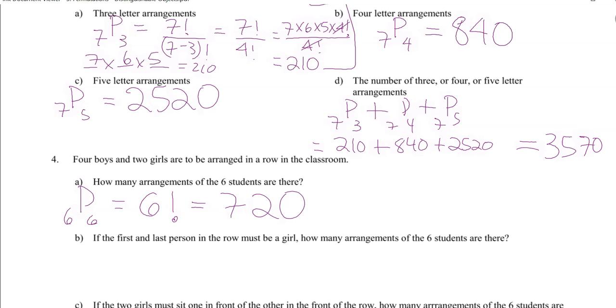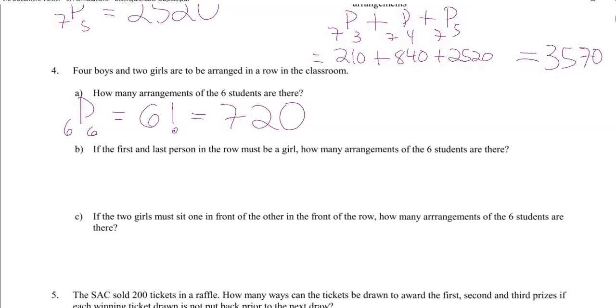If the first and last person in the row must be a girl, how many arrangements are there? So at this point, I like the fundamental counting principle. I'm just going to go back to the fundamental counting principle. All right, I got 6 students to arrange. 1, 2, 3, 4, 5, 6. That's a girl. That's a girl. How many girls do I have to choose from to be the first student? 2, right? 2.